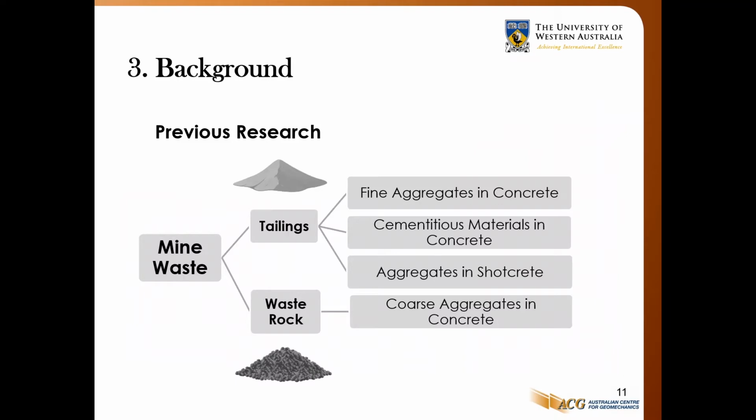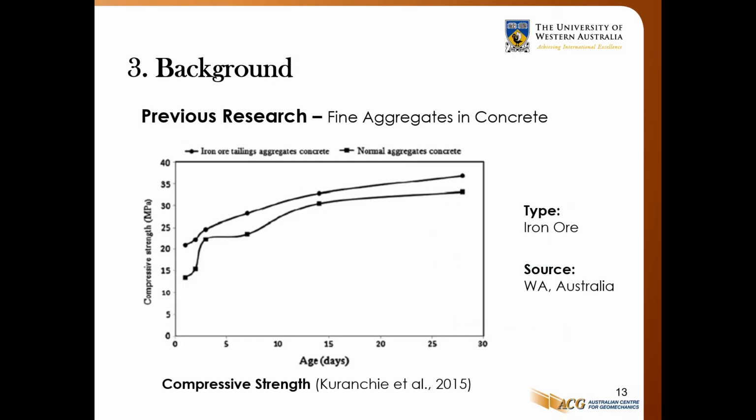And I'd like to introduce the background of this project. Some other scholars have done some work in this area of the use of the mine waste, including the mine tailings and mine waste rock. And some use the tailings as the fine aggregates in the concrete. This is an example. And this scholar has used the local Western Australian iron ore tailings to replace the sand in the concrete. And we can see that the compressive strength is comparable. It's very satisfactory and is higher than the normal aggregates concrete.